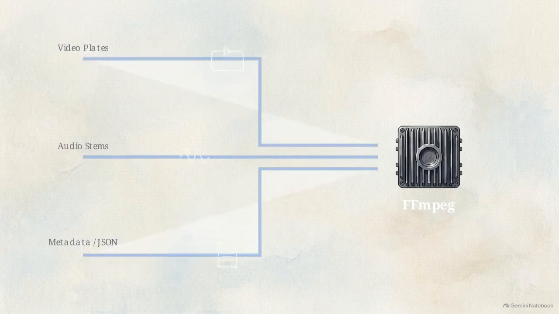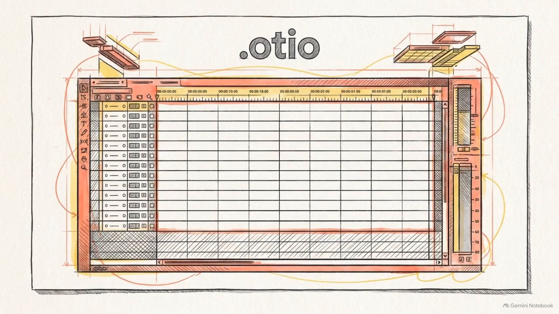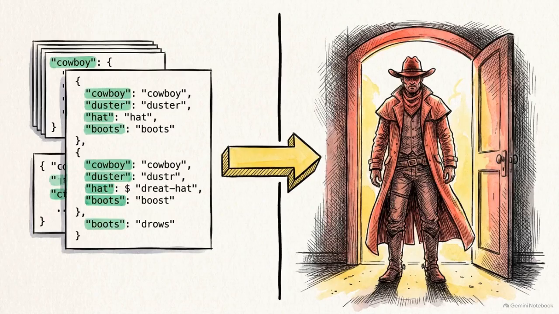In the final sequence, the system routes aligned assets to local FFmpeg binary processes. FFmpeg compiles video plates, audio stems, and metadata into a unified directory. The pipeline then generates the .otio OpenTimelineIO manifest from these compiled assets. This manifest file unpacks directly into DaVinci Resolve as a multi-track timeline, ready for immediate rendering. This completes the cycle, transforming a raw JSON script into a complex editing structure without manual assembly.